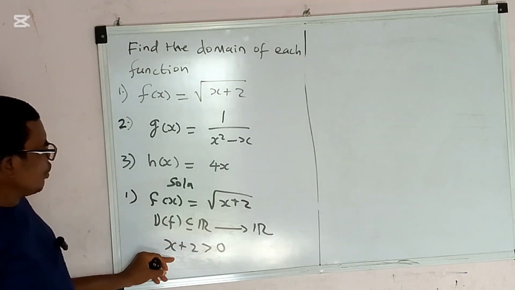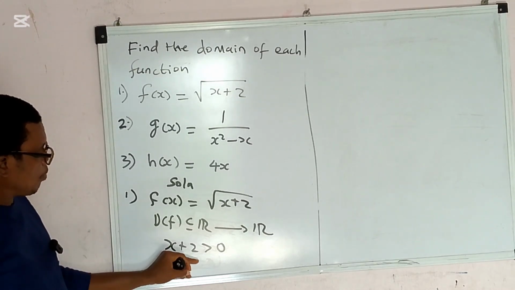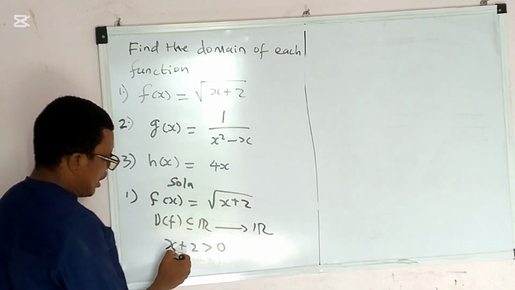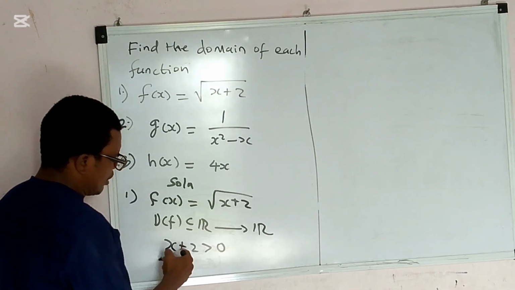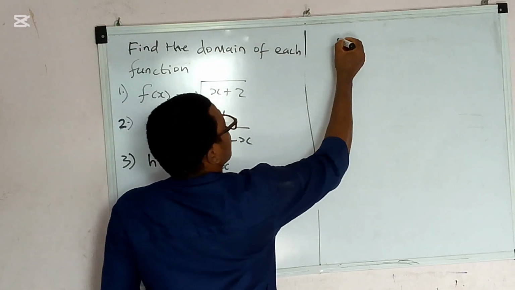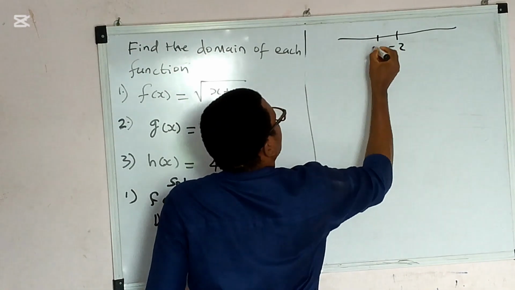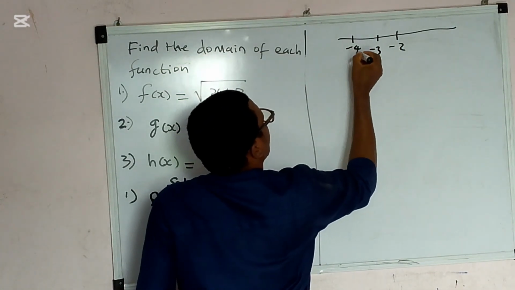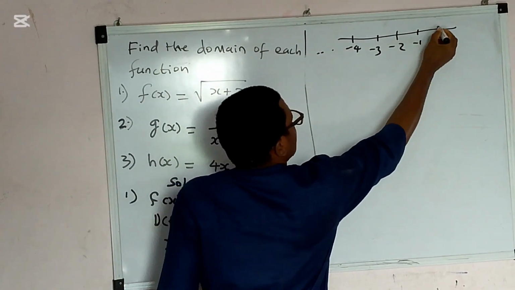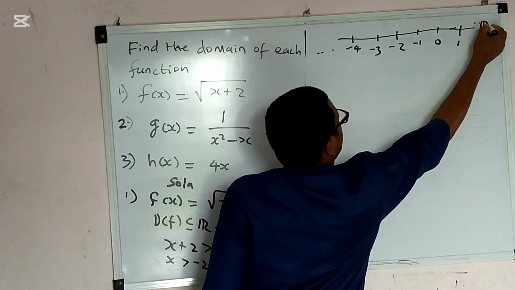So the values of x that will make meaning are such that x plus 2 will be positive, and anybody can solve this. Of course, x is greater than, if you take plus 2 to the other side, minus 2. So in R, minus 2 here, minus 3, minus 4, then to the left you continue. And then to the right of minus 2, you have minus 1, you have 0, you have 1, and so on and so forth. This is the real number system.